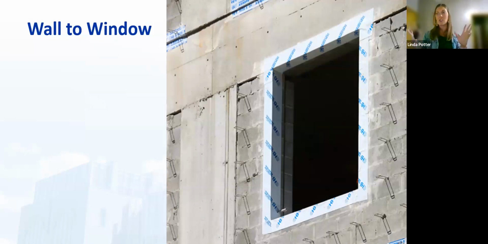And we see a lot of confusion and conflict there where those two systems meet, where we're transitioning into the windows that are part of an air barrier assembly, separate from if we're flashing for any of the claddings on the exterior of that. So all those things need to be coordinated.